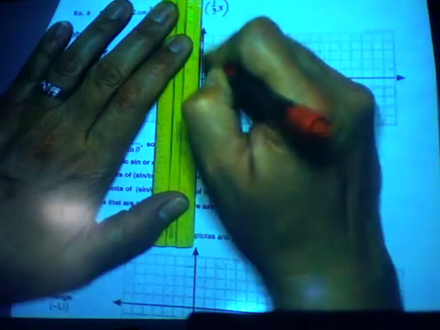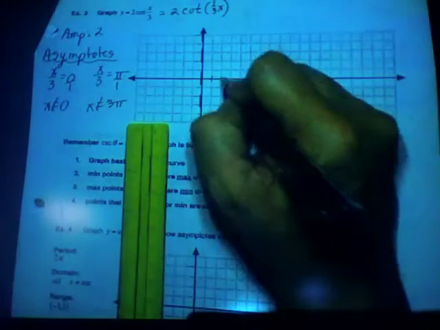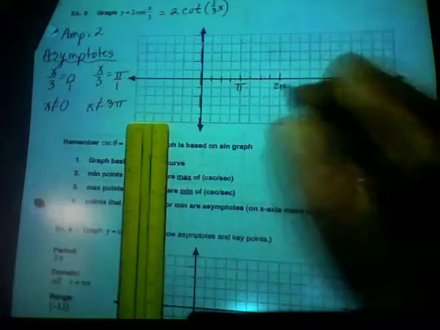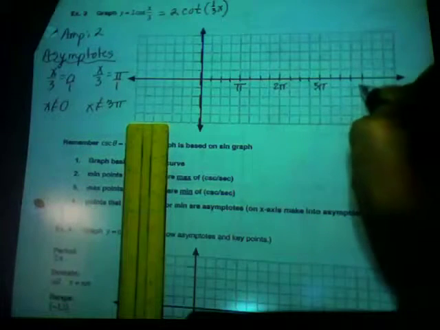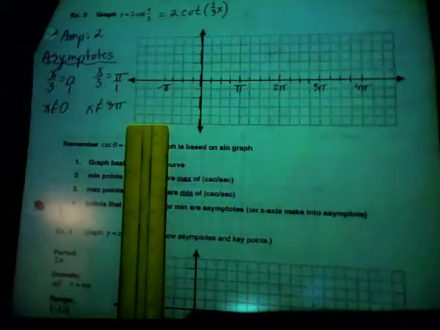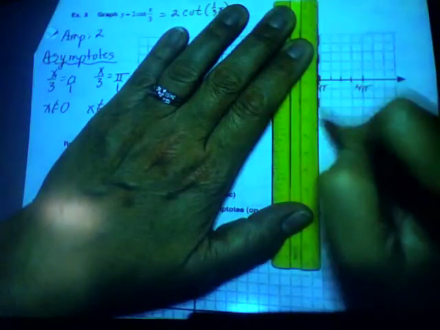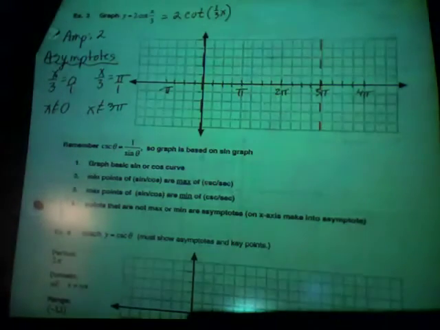So here is 0 at x. And then we need to partition this into 4. So this is pi. 2 pi. 3 pi. 4 pi. Negative pi. So my other asymptote is at 3 pi. Do I have enough room to do any more intervals? No.